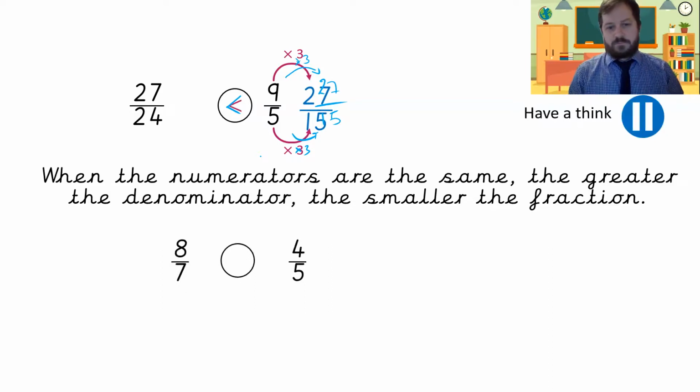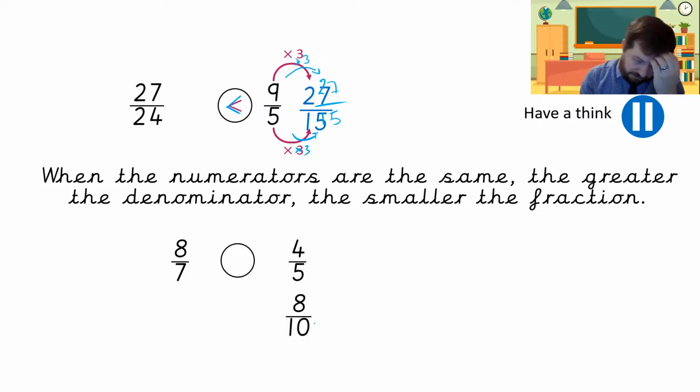How about this one? You have a think. See what you can do. Can you see any tricks? Which one are we going to compare? Okay, so does 5 go into 7 nicely? No. Does 4 go into 8 nicely? Yes, it does. It's times by 2. So 4 times 2 is 8, and 5 times 2 is 10. We've got the same on the top, 8 to 8s.